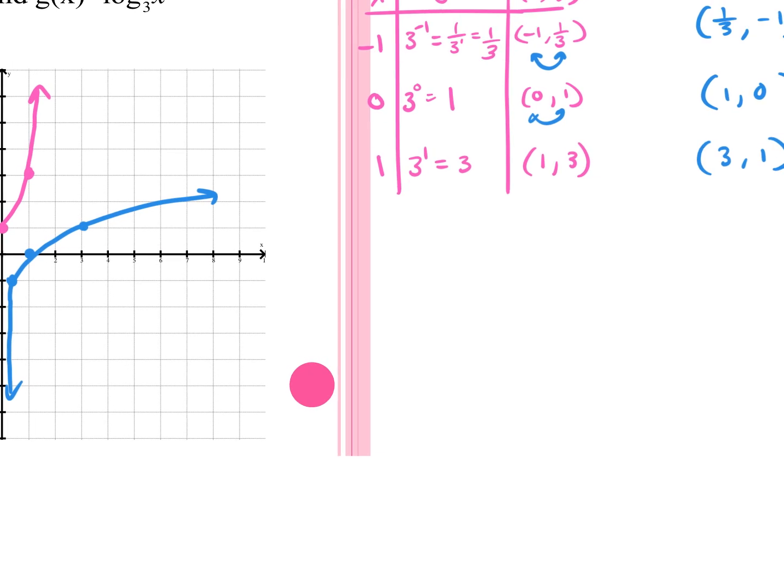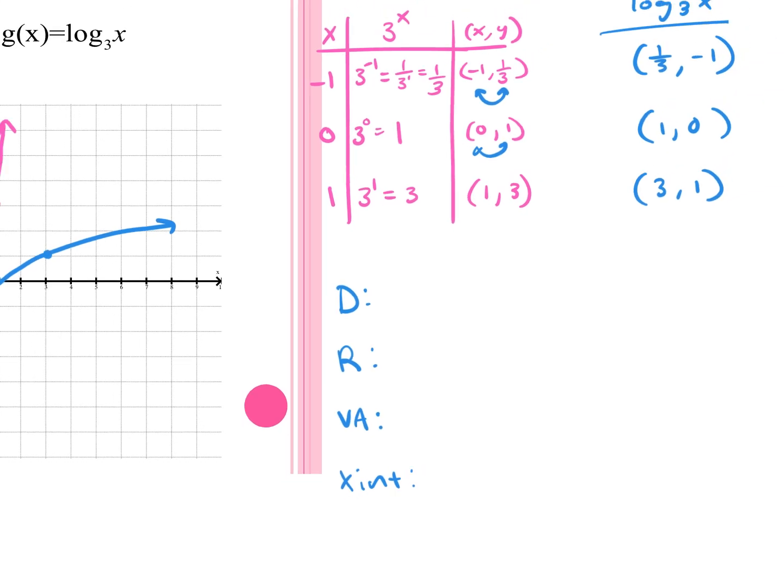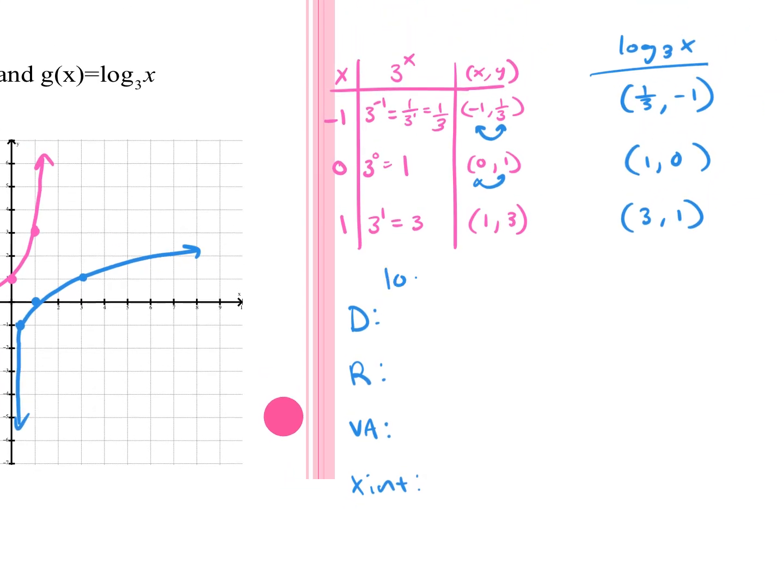Well, let's find all of our important information here. We'll find the domain, range, vertical asymptote, and x-intercept. Let's start with the easy one. Let's start with our range. We're just doing it for our log graph. What would our range be? -infinity to +infinity. Perfect.